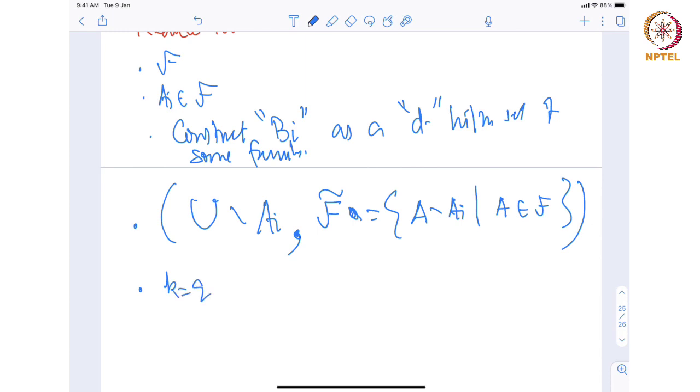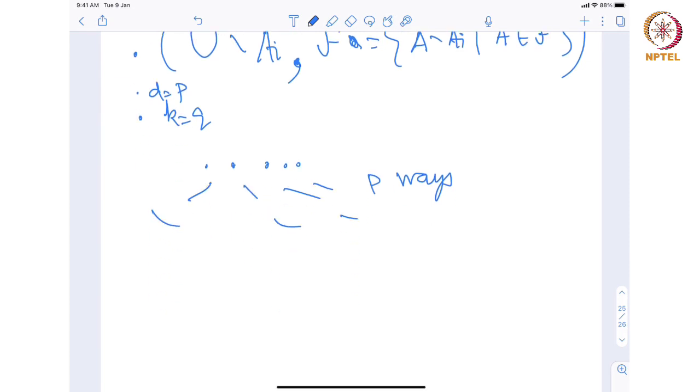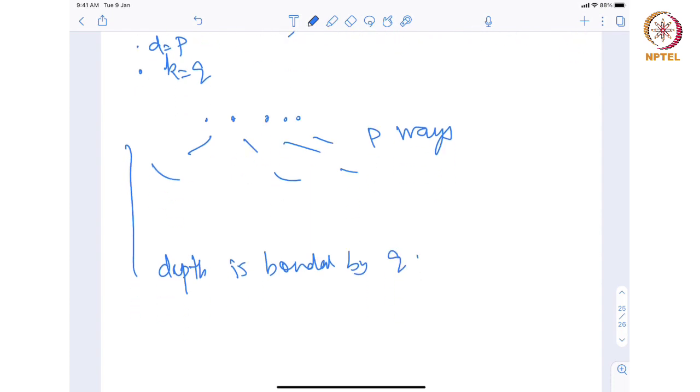Okay, d is p, k is q. And if you do a branching, what is a branching algorithm? You pick up a set, you know that you have to pick one of the elements here. So it's a very simple branching algorithm. You pick up a p-size set and you branch in p ways. And since you are looking for a solution of size q, the branching depth of this algorithm is bounded by q. So the running time of this algorithm is actually p to the power q.